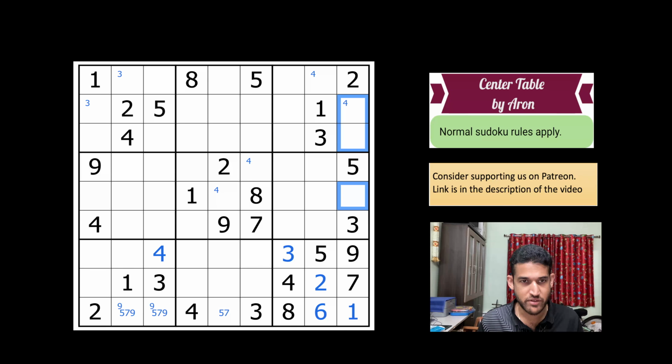2, 3, 5, 1, 7, 9. So this would be 4, 6, 8. No 4. No 8. 8 has to be in one of these 2 cells in column 9. All right, let's continue on. This cell right here is 5 and 6. This cell is 4 and 6. 3 and 6. And this can take everything, right?